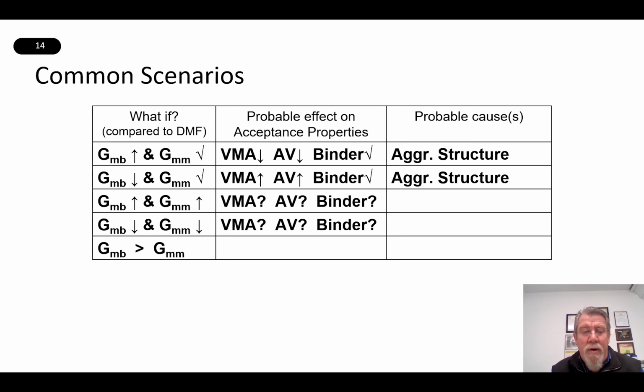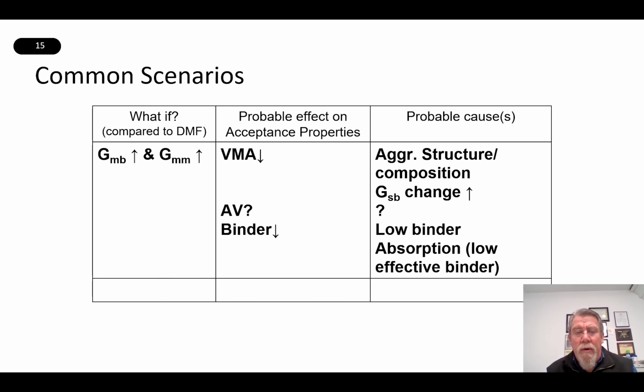The second scenario is if your GMB goes down, your GMM's okay. What effect does it have on your volumetric properties? It'd be the other way from the first scenario. Your VMA is going to go up, your air voids are going to go up, because remember, VMA and air voids should move in the same direction every time. Binder content's probably okay. So again, you need to make a change in your ag structure to get your VMA up.